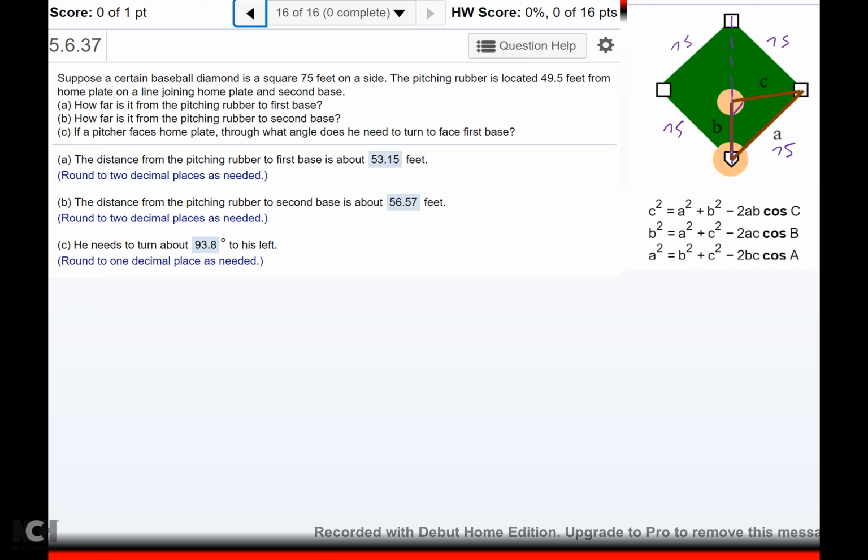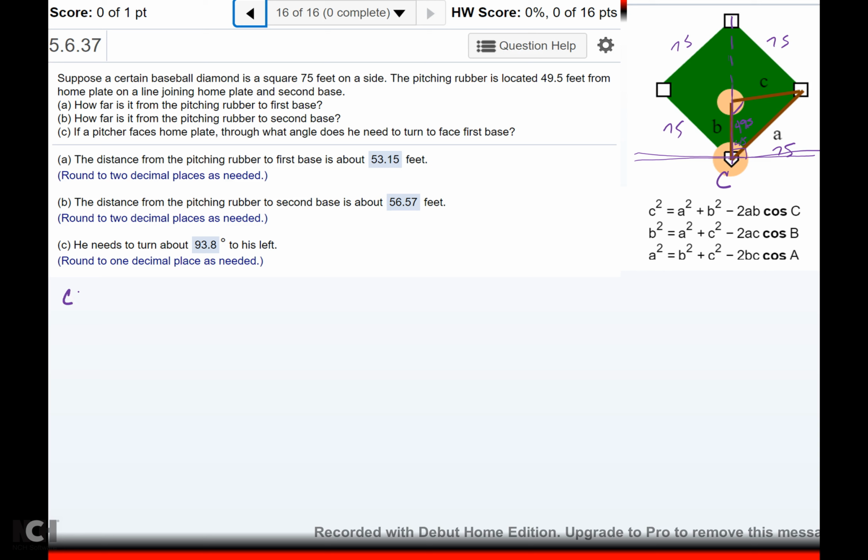So you can see this is not a 90 degree angle. But on this pitching line from home to second, that's a vertical line, and it says this is 49.5, from home plate on the line joining home plate to second base. It says, how far is it from the pitching rubber to first base? So right now, they want us to find little c. If I put this horizontal line here, this would be 90 degrees, so half of that would be 45 degrees. So I know that angle C is 45 degrees, and I'm going to use that to figure out little c first.